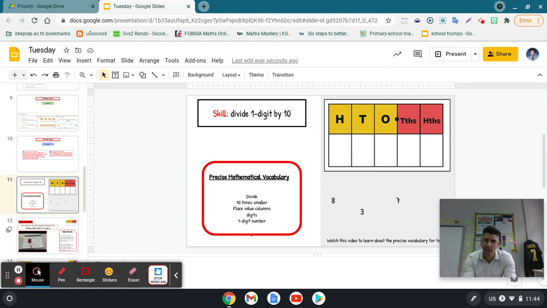But today, following on from our work on tenths, when we're dividing one-digit numbers by 10, our answers are going to move over into the decimal place. They're going to move over the decimal point. So we're going to be dividing one-digit numbers by 10.